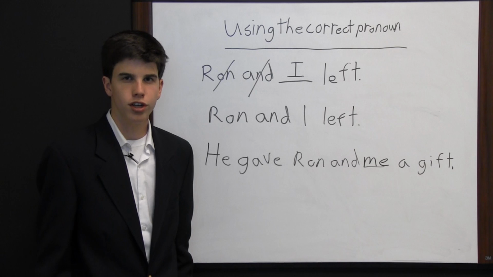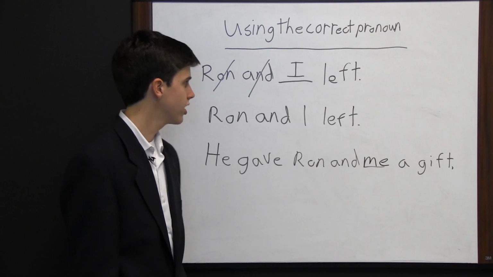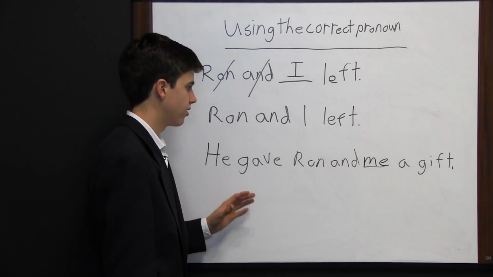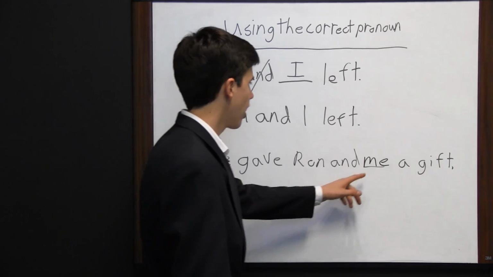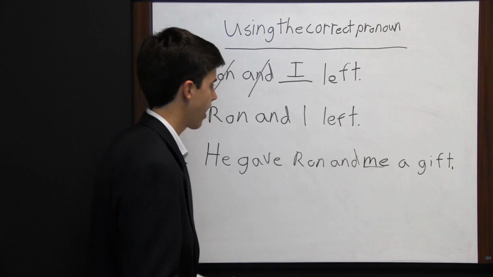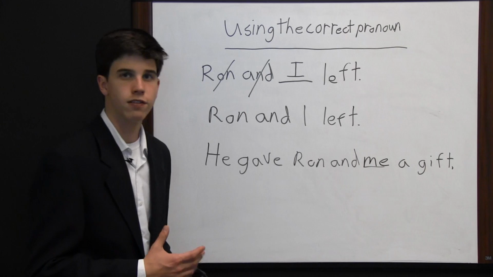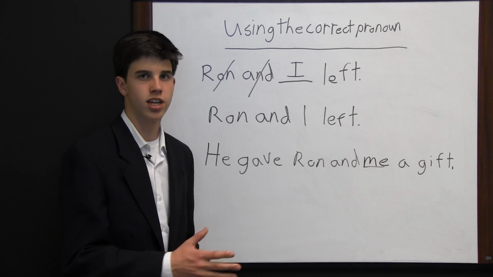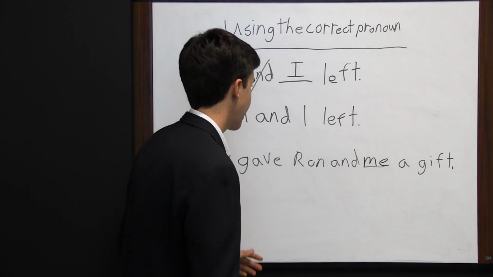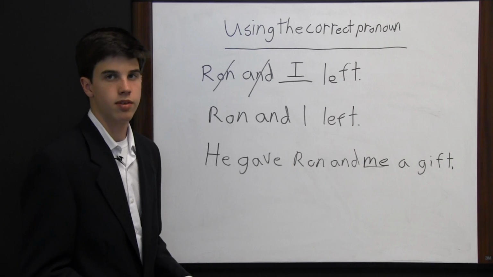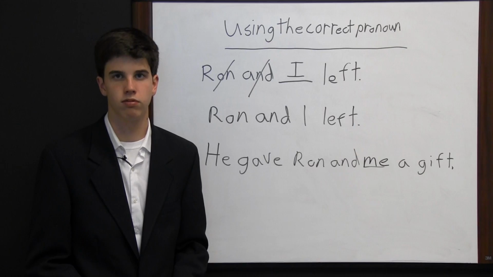So again, the more you get familiar with these pronouns, the easier it will be to determine which pronoun to use. But you can always use the trick of eliminating one of the nouns in the sentence to figure out which pronoun you need. Notice one more thing, that I always put the pronouns second, because in this case, these sentences were referring to the speaker. So say these sentences are referring to myself. Out of respect for the other person, you should always put yourself last in the order of people. So it wouldn't be correct to say, I and Ron left, or he gave me and Ron a gift. It always is grammatically correct to put yourself after the other people in the sentence.